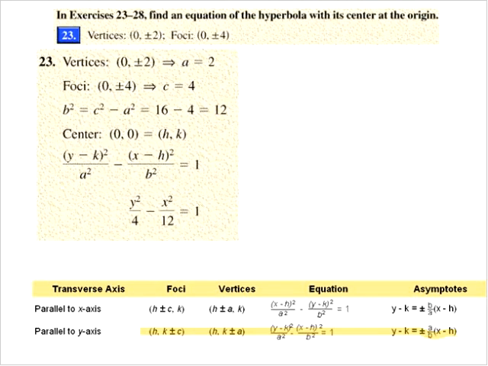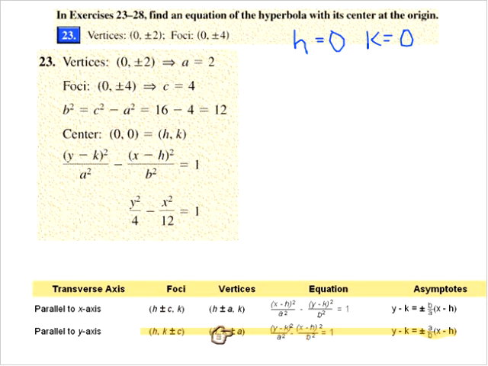Okay, let's look at an example where that does not happen though. Find an equation of the hyperbola with its center at the origin. Alright, so we know h is 0 and k is 0. Looking at the information, the y coordinates are what's changing, so it's parallel to the y-axis. So I'm looking for information to fill into this formula right here. I know h and k, so I need to find a and b.